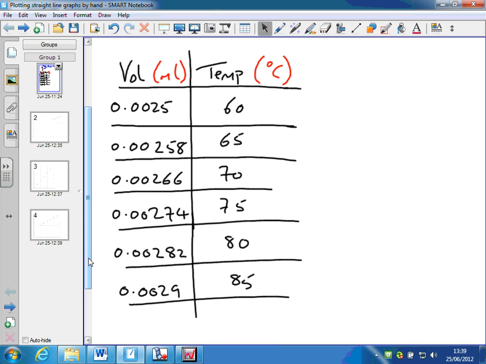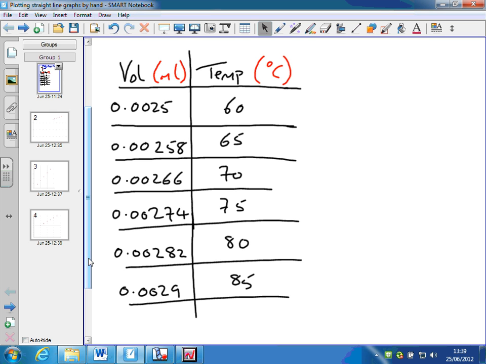So the volume is measured in milliliters, and as I increase the temperature from 60 degrees to 85 degrees, you can see that the volume is increasing, and I want to plot a graph of temperature against volume and find the equation of the line, the relationship that describes the volume and the temperature of this gas.